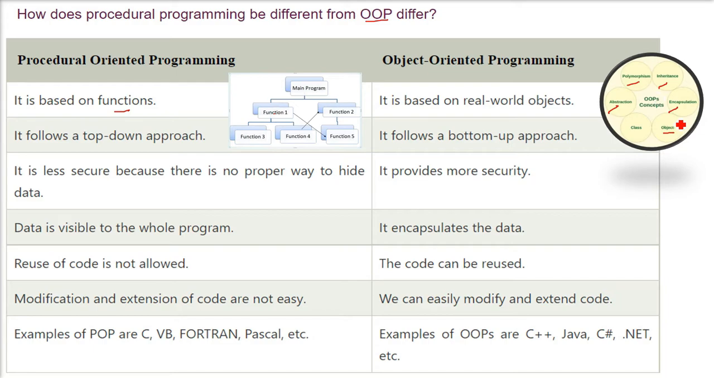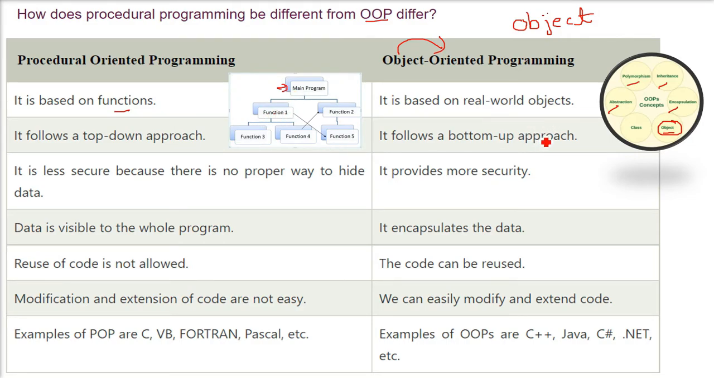While in object-oriented programming, we are talking about real-world entity representation, and that can be done using objects. Where does the object come from? The blueprint, the class, and the class represents the real-world scenario. So everything is an object. Procedural programming follows a top-down approach. That means you start with the main program, then the functions will be called, and then further functions will be called.